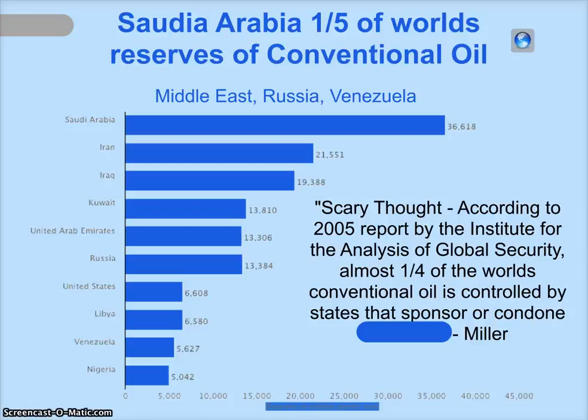Just read the names. Yes. Terrorism. And this is a quote from your textbook. Now, Middle East, Russia and Venezuela also have high quantities of conventional oil. Venezuela is one of our biggest contributors to the United States, so is Saudi Arabia and the Middle East.